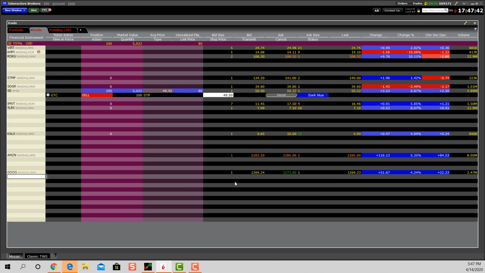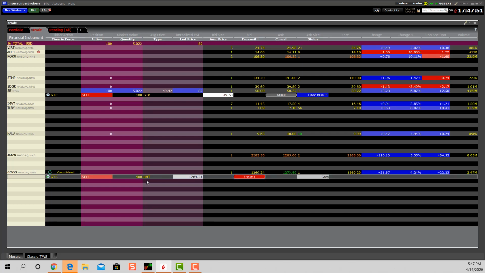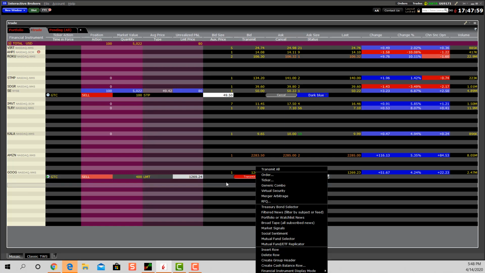Okay, so let's say the market was open and we had a share of the stock and we wanted to sell it. We would click on the bid price and you can sell your number of shares, and you would just click transmit, and that's how you sell a stock.